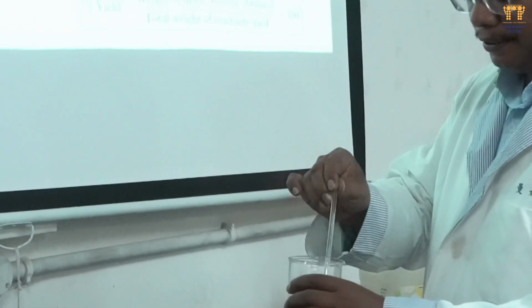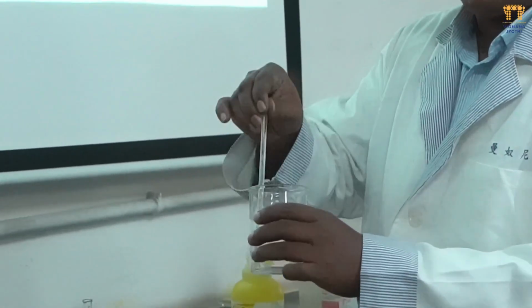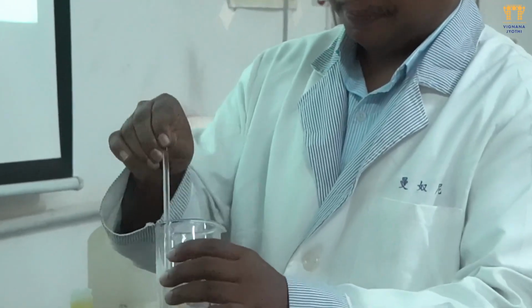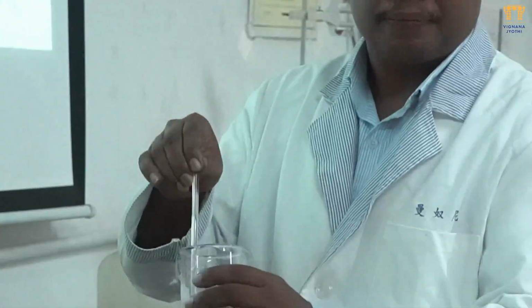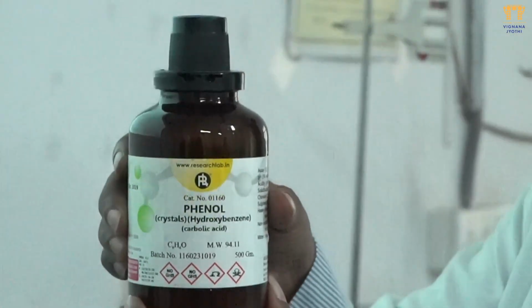With the help of the glass rod, mix this solution properly until you get a uniform homogeneous solution. Since glacial acetic acid is a weak acid, the reaction happens in the presence of the acid.